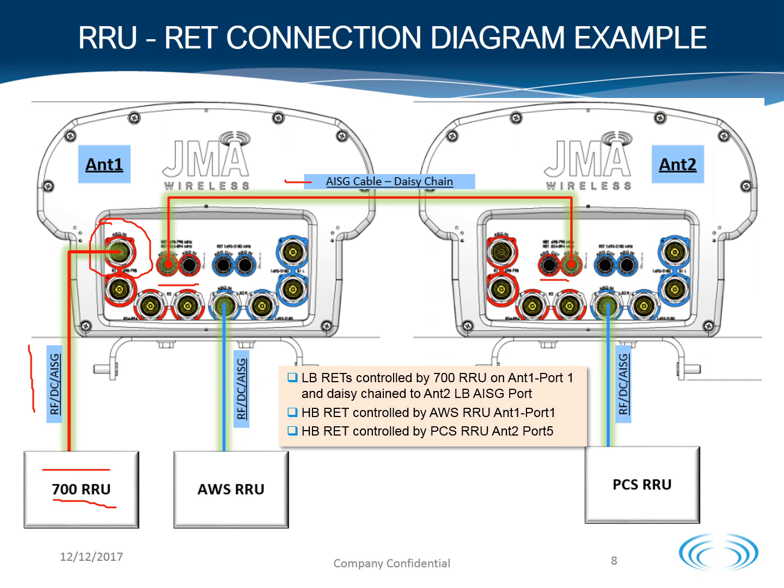For the high band RETs on each antenna, antenna 1, the AWS RRU is connected to RF port 5, which has the internal smart BIAST, and on antenna 2, the PCS RRU is also connected to RF port 5. Each RET on the high band of antenna 1 and on antenna 2 are controlled individually by each radio. Antenna 1 with the AWS RRU and antenna 2 with the PCS RRU.